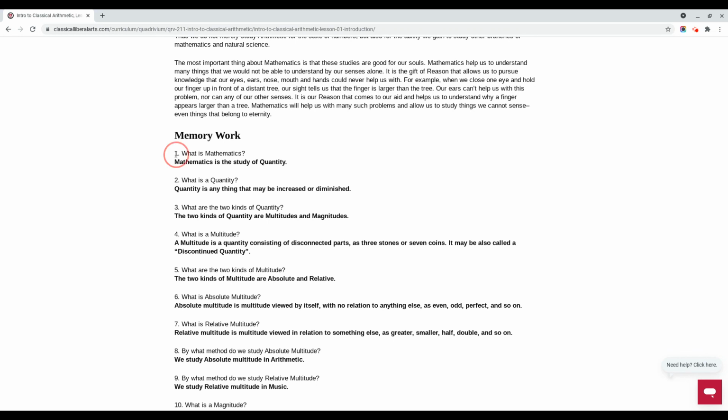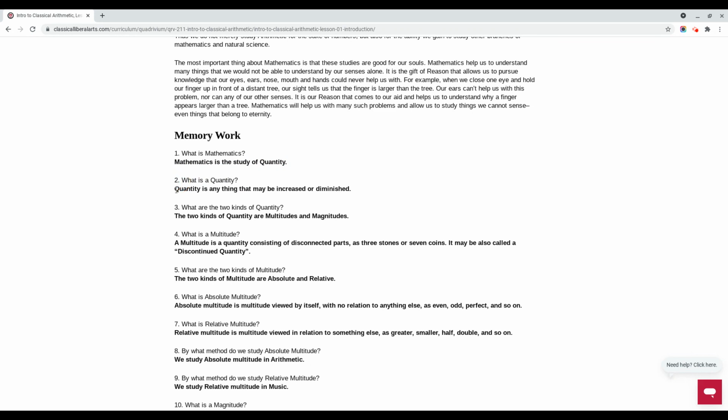To do your memory work, you simply read the question out loud. Question 1, what is mathematics? And then read the answer to the question out loud. Mathematics is the study of quantity. And then simply repeat the question and answer until you can do it from memory. What is mathematics? Mathematics is the study of quantity. Once you have question number 1 memorized, you simply move on to question 2. What is a quantity?